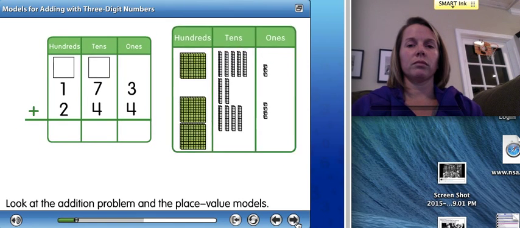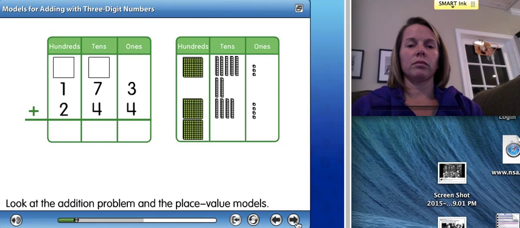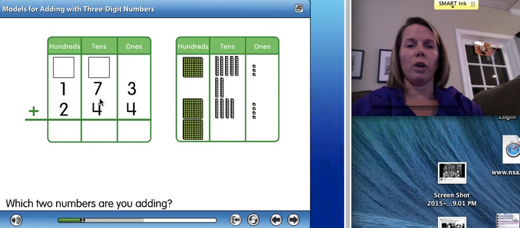Look at the addition problem and the place value models. All right, here's my addition problem using digits. Here's my place value model using hundreds, tens, and ones, cubes, towers, and flats. Which two numbers are you adding? Okay. If I look here, I've got 173 plus 244. You are adding 173 and 244. We got it right. Use the models to find 173 plus 244.